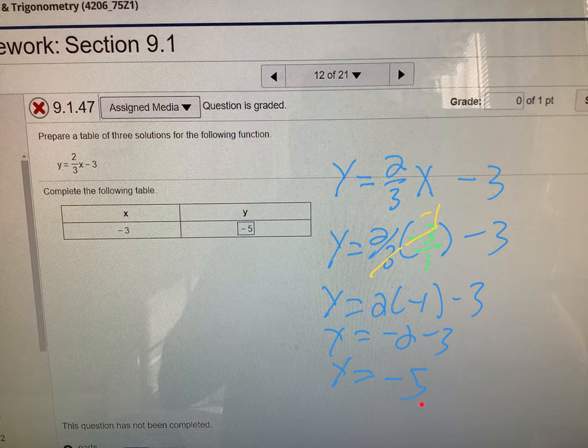So the value of y is -5, and then you put it in here, and then you'll hit enter down here. Then you have to do this 2 more times, whatever value they give you for x. You put it here, and then you multiply it by 2/3 and subtract 3. Some calculators can handle fractions, so they can give you the answer real quick, depending on what kind of calculator, or I'm showing you how to do it by hand. Hope this helps.